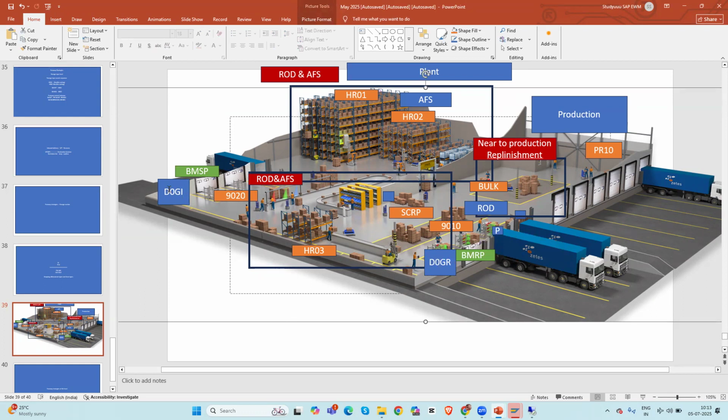Good? Clear? Doors for GR and doors for GI.